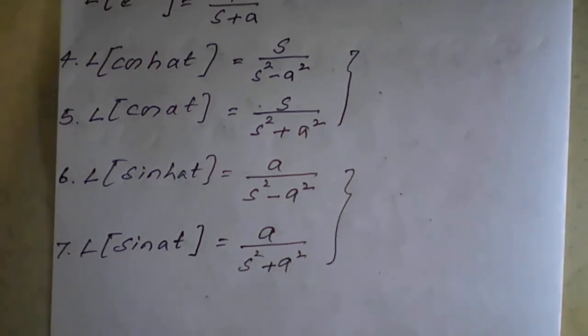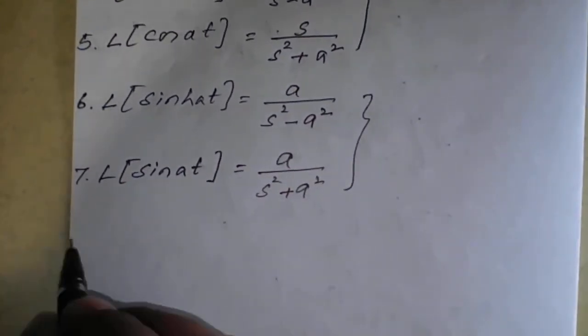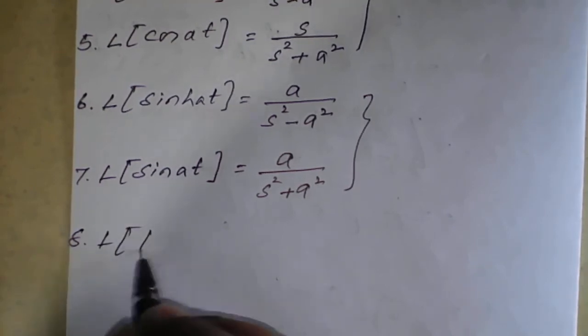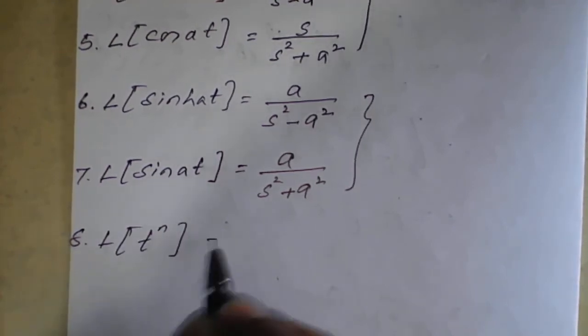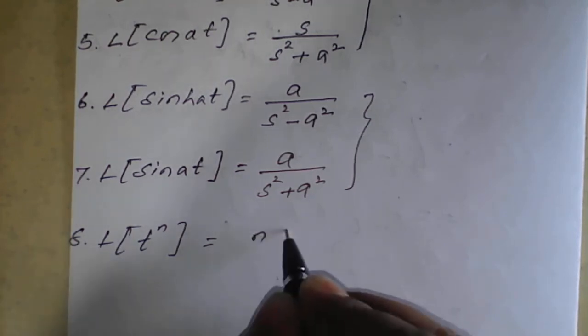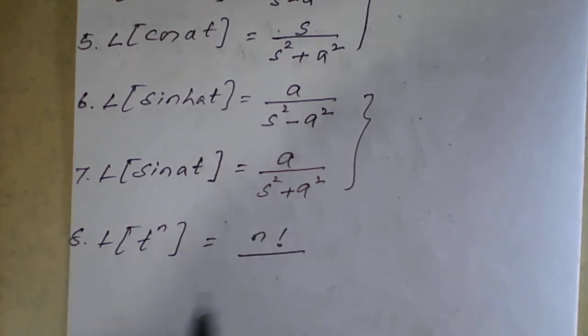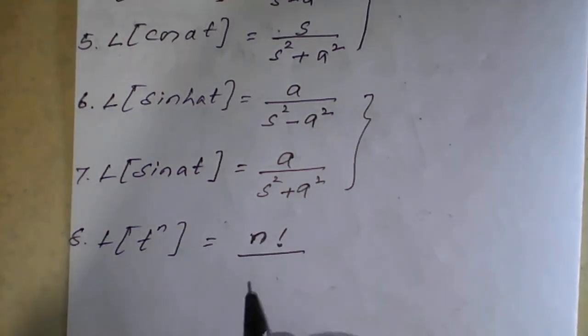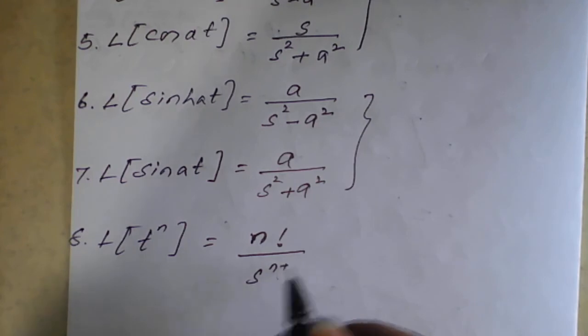Okay, so next one of the very important formulas is the 8th one, that is Laplace of t raised to n. Laplace of t raised to n is given by two formulas. The first formula is n factorial divided by s raised to n plus 1.